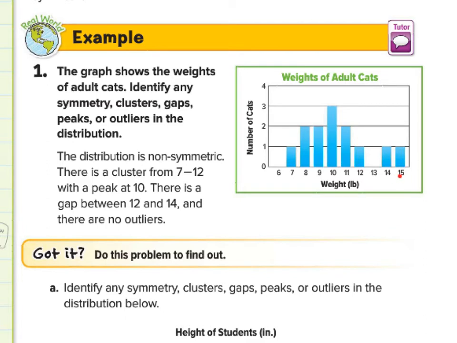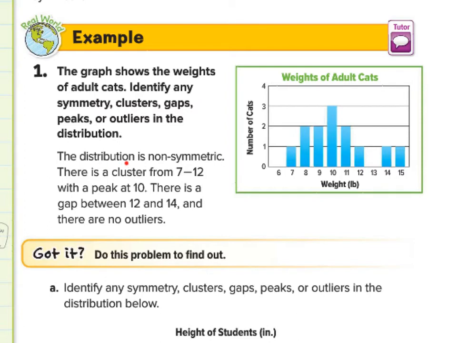Okay, and it seems like we have a couple of outliers here, the 14, 15, nothing in 13, nothing for 6. Okay, so let's see what kind of analysis they've made. The graph shows the weights of adult cats. Identify any symmetry, clusters, gaps, peaks, or outliers in the distribution.